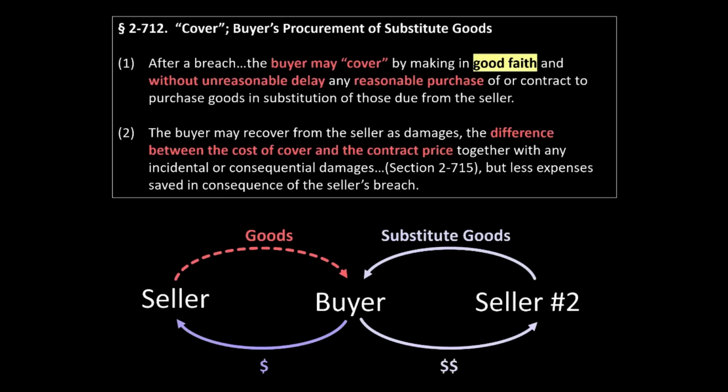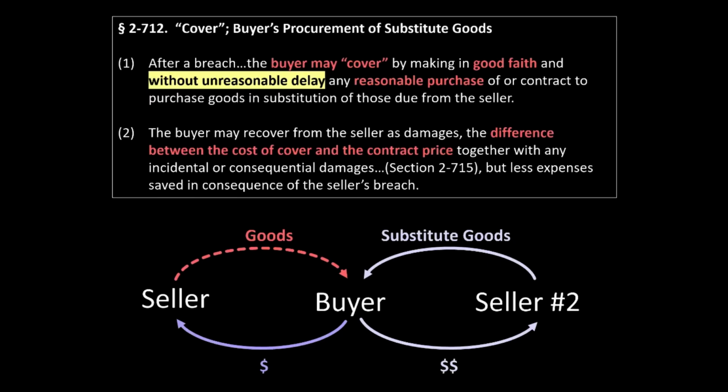The buyer need not be perfect, especially under the circumstances the buyer has been placed in by the breaching seller, but the buyer's cover must be at least commercially reasonable. The second limitation is that the buyer's cover must be undertaken without unreasonable delay. So the buyer cannot play the market at the seller's expense.